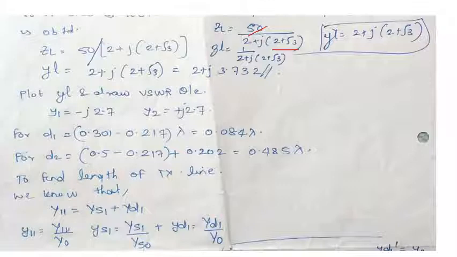This is zl. Instead of plotting zl and taking yl, you can also take yl directly. So zl is equal to 1 upon this, and yl will be just the inverse of that. So you get yl directly. You need not plot zl, plot the VSWR circle, and then find the admittance point. That process you can avoid. You can directly take yl over here. I have written clearly that you can plot yl and draw the VSWR circle.